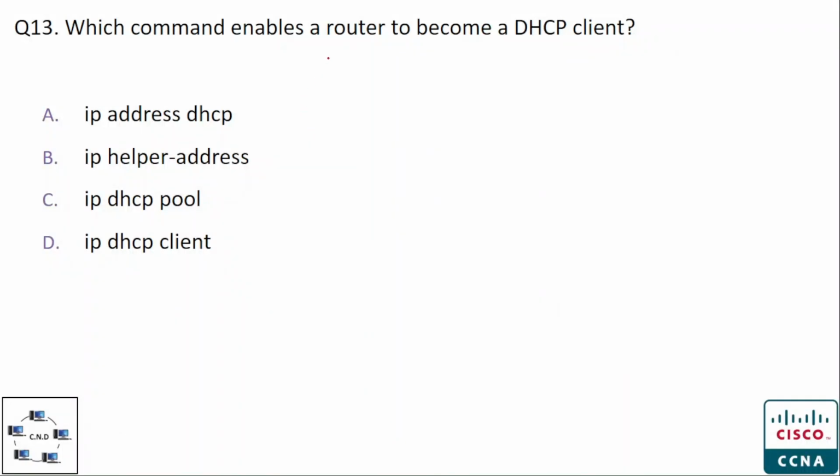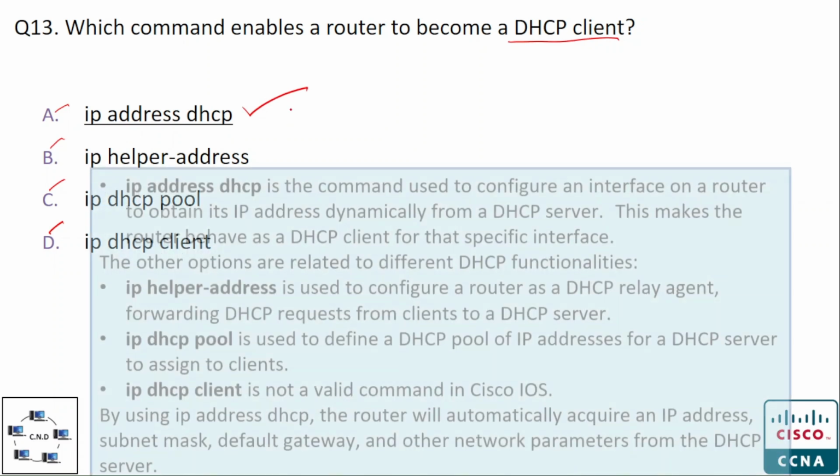Question number 13. Which command enables a router to become a DHCP client? What does DHCP client mean? That the router takes an IP address from a DHCP server as a client. And the options are option A, ip address dhcp, option B, ip helper-address, option C, ip dhcp pool, and option D, ip dhcp client. And the correct option is option A, ip address dhcp.